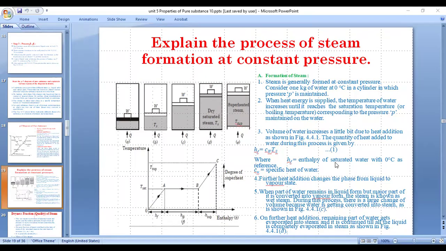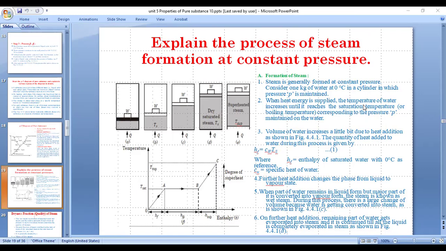The steam is generally formed at a constant pressure. Consider 1 kg of water. I take 1 kg of water at 0 degrees Celsius in a cylinder with pressure P maintained. The heat supplied is Q and the weight will be measured as W.